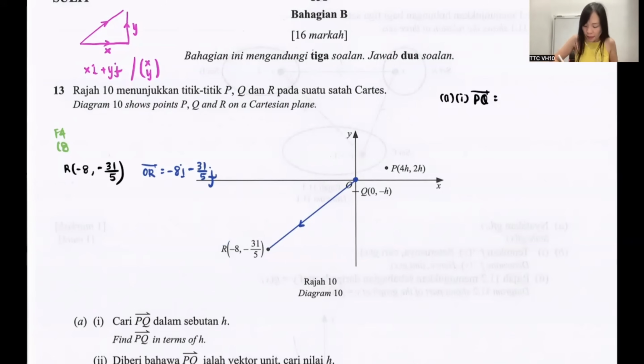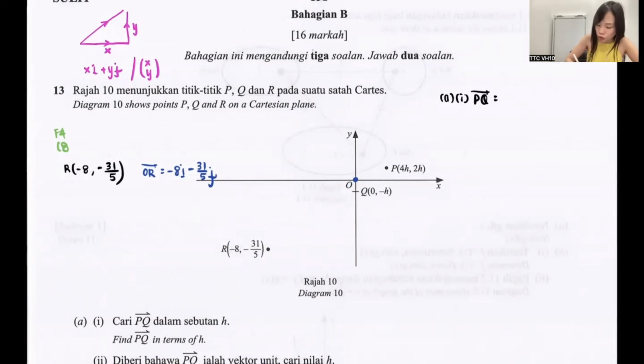Because think about it. X is -8. That means you walk left side 8 steps. Because it's negative, so it's left side. If it's positive, it's right side, okay? -31 over 5, that means you walk down. How do you know it's walk down? Because it's negative. If it's positive, it's walk up. So straight away like that, you can write the OR vector is actually that.